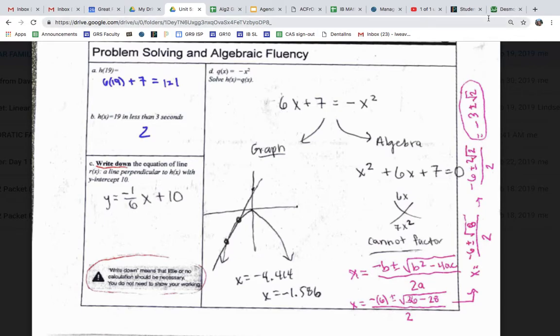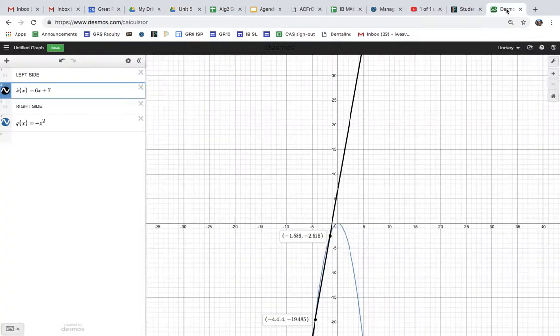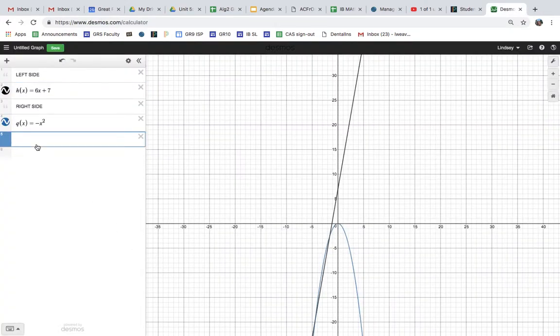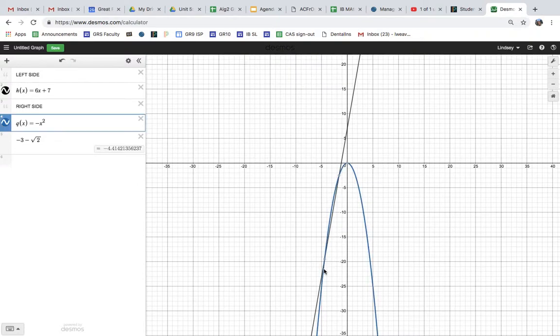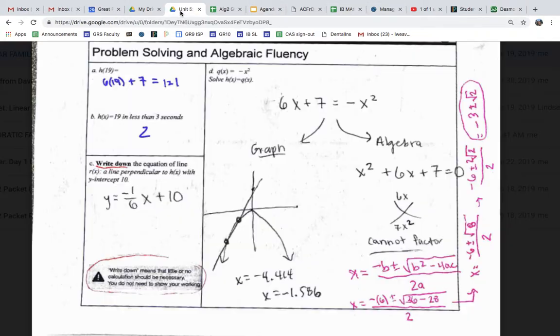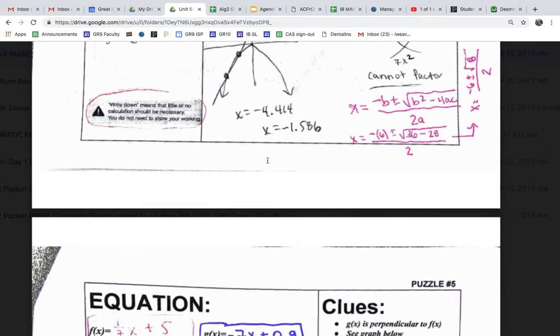I can double check that on Desmos to make sure it's the same as what I get for my intersections. Negative 3 plus the square root of 2 is negative 1.58, which I got there. And negative 3 minus the square root of 2 is negative 4.14, which is what I got here. So all good. I have verified it. And we are done with puzzle number 4.